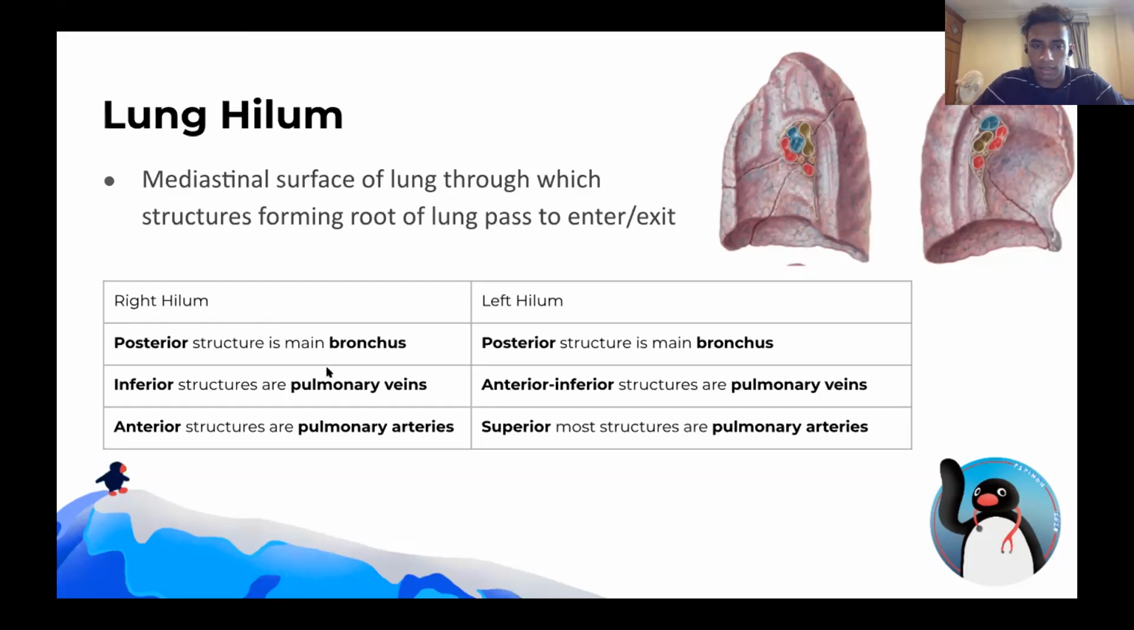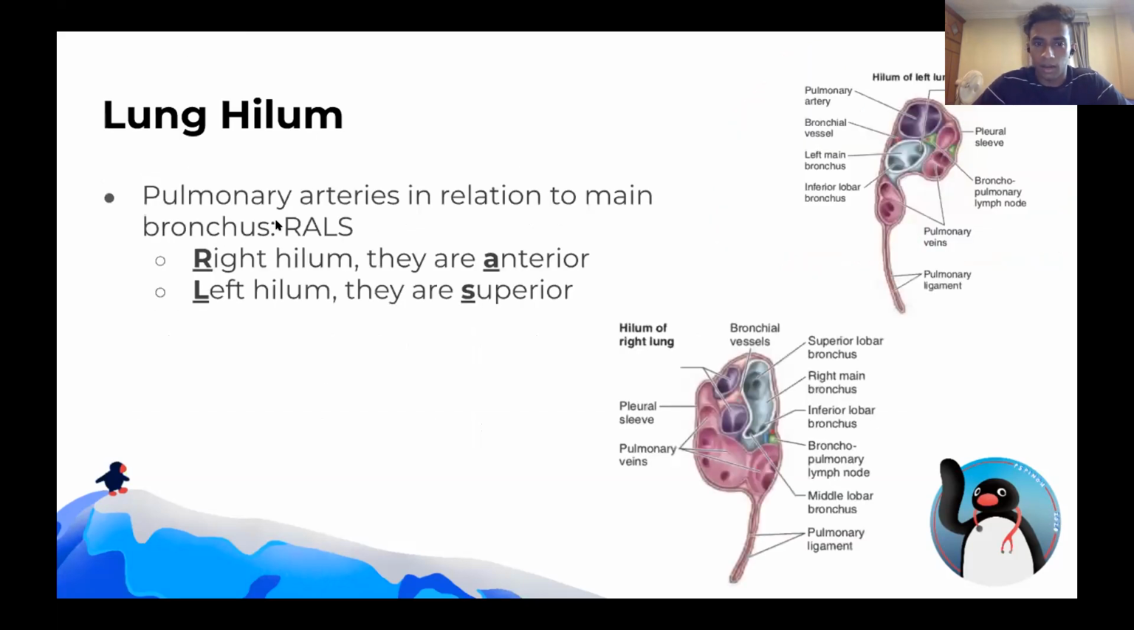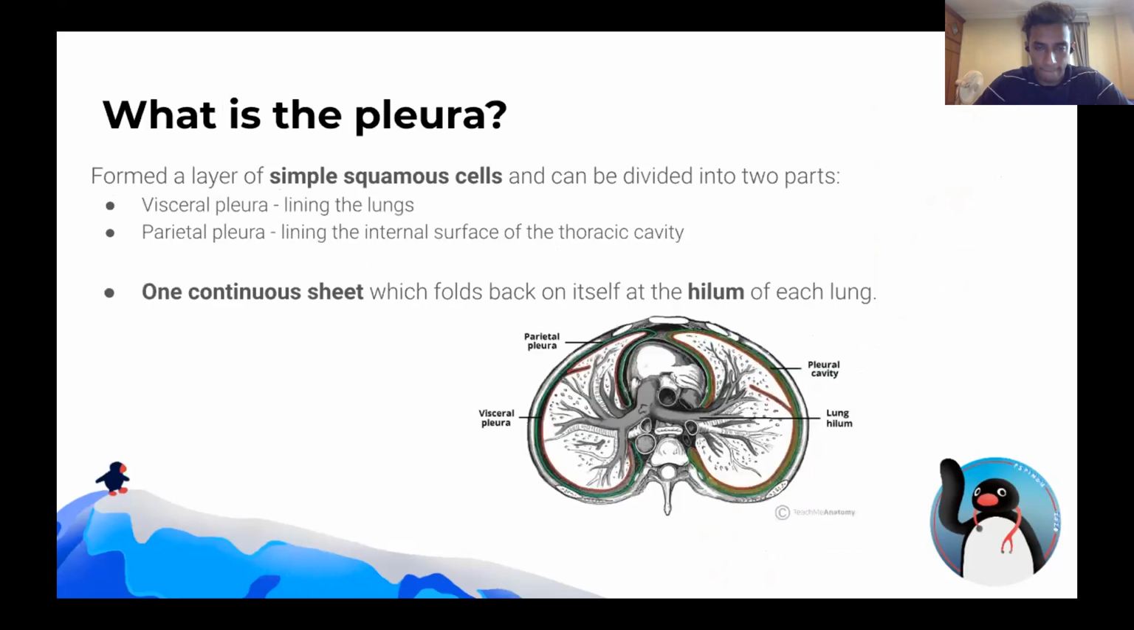That's why there's this key mnemonic. Just remember, right is anterior, left is superior. And just remember, this is for arteries in comparison to the bronchus. They like to swap it around, and they like to ask bronchus in comparison to pulmonary arteries, and it's just opposite. Yeah. All right.